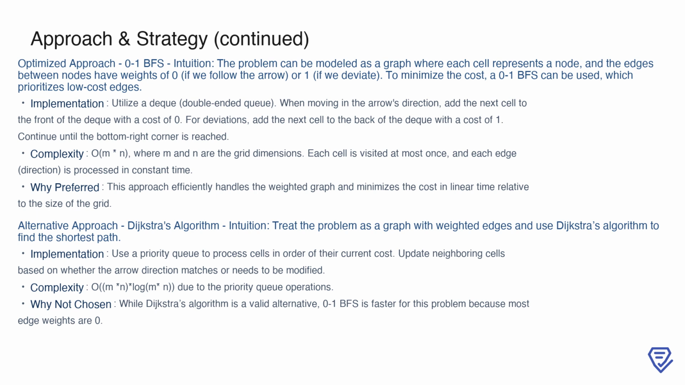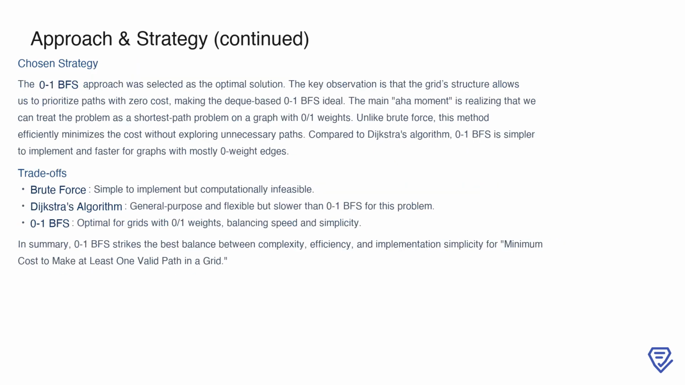The time complexity of this approach is O(m*n), where m and n are the grid dimensions. Each cell and its edges are processed at most once. Compared to Dijkstra's algorithm, 0 to 1 BFS is faster for this problem because most edge weights are 0, making it the preferred choice for efficiency and simplicity. The 0 to 1 BFS method is the chosen strategy for solving this problem.